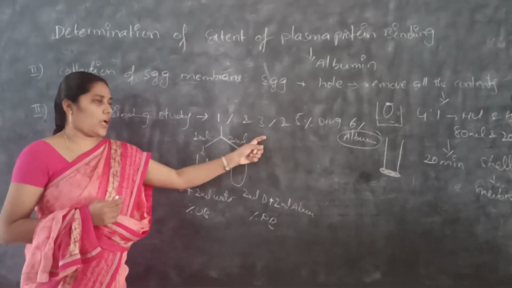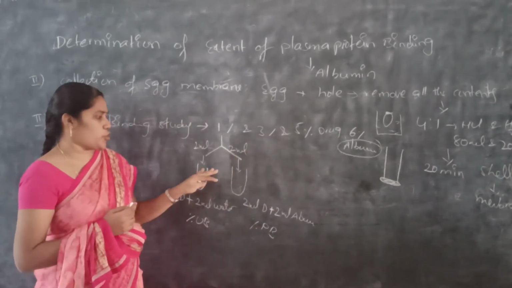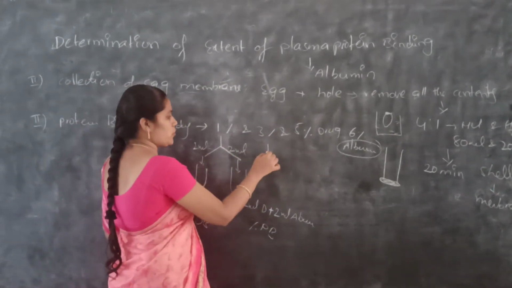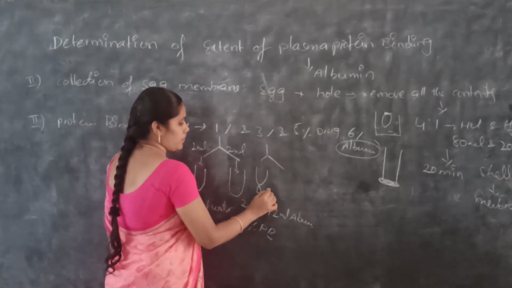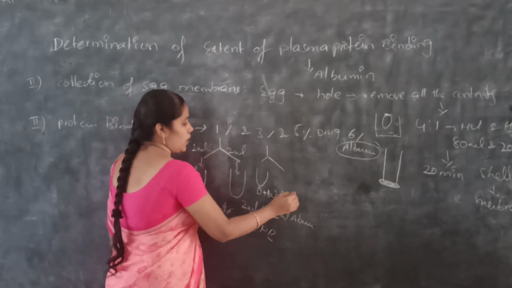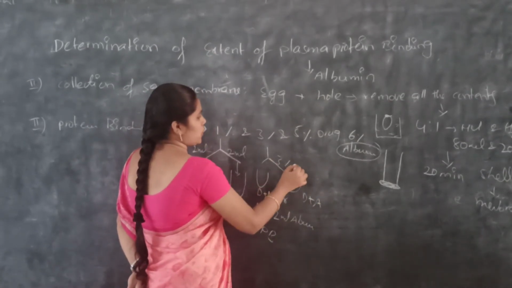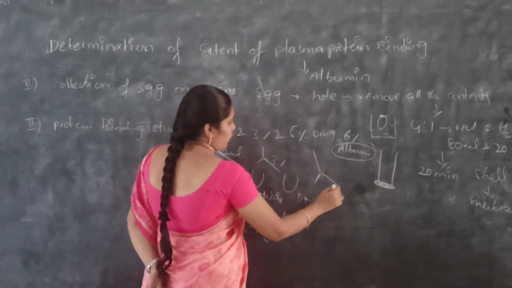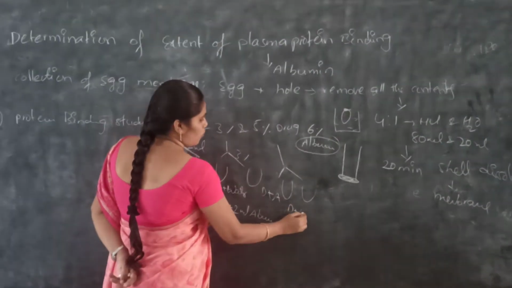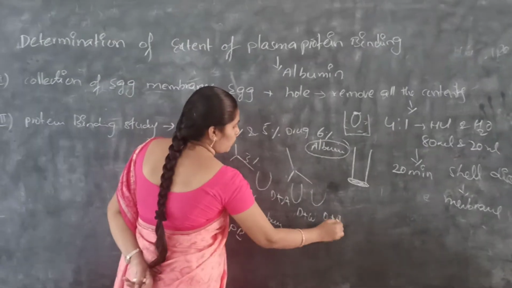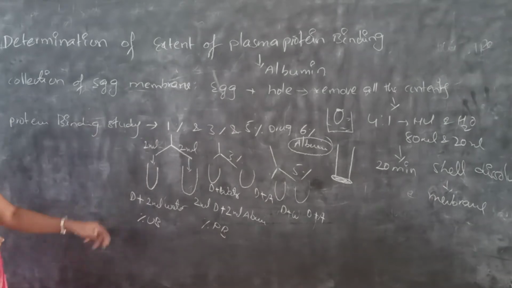Similarly, for the next two concentrations we also need to take 2 test tubes each. In one test tube drug plus water, and in another test tube drug plus albumin. This is for 3%. In case of 5% also, we take 2 test tubes, drug plus water and drug plus albumin. This is for 5% concentration. Now we have the 6 test tubes.